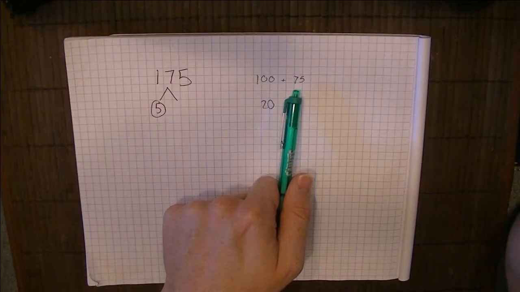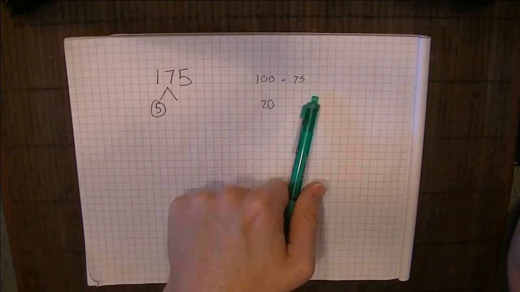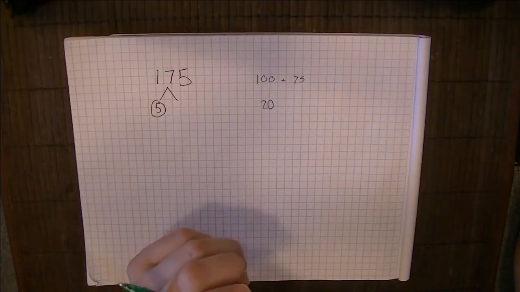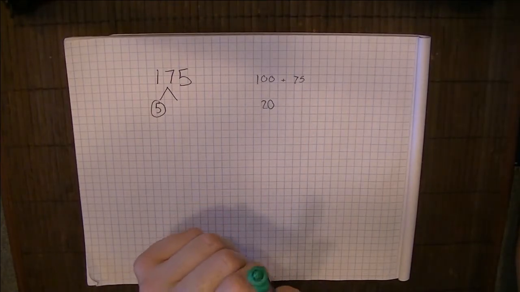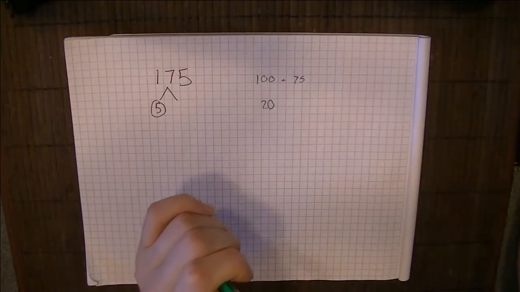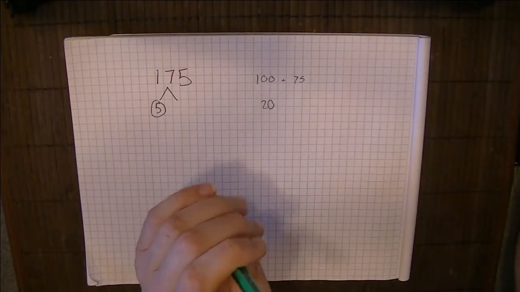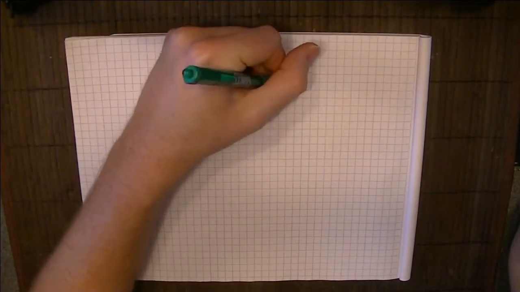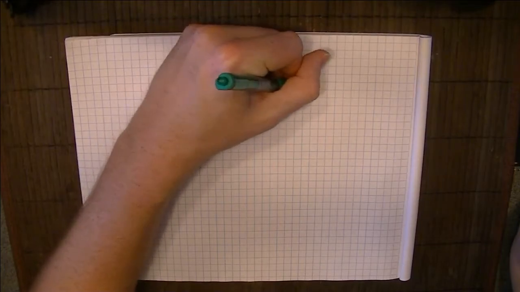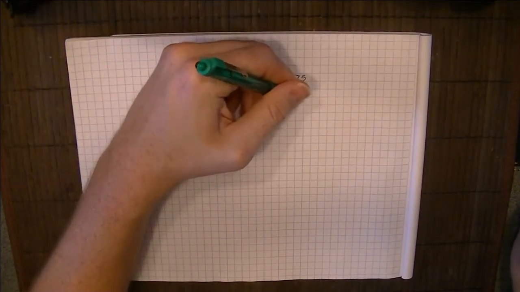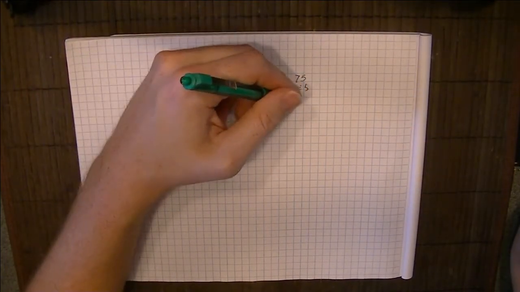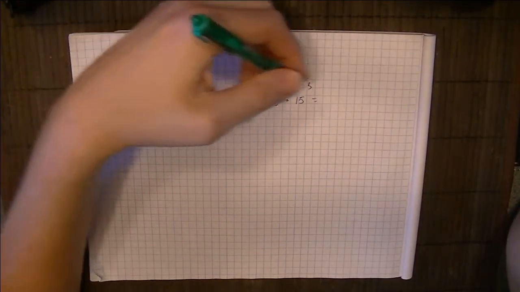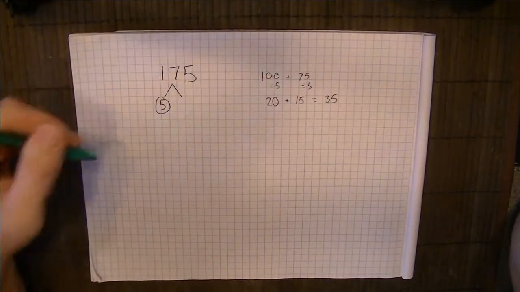Well, 70 divided by 5 is 14, because to divide by 5 is the same as dividing by 7 and then multiplying by 2, right? So there's a quick way of doing it. So 75 is going to be 15. So dividing by 5, and then adding those together gets us 35.